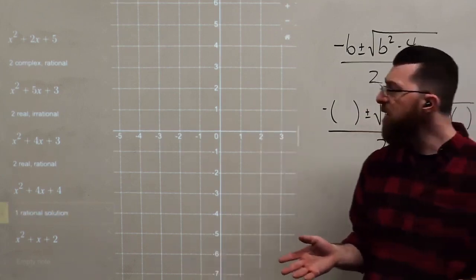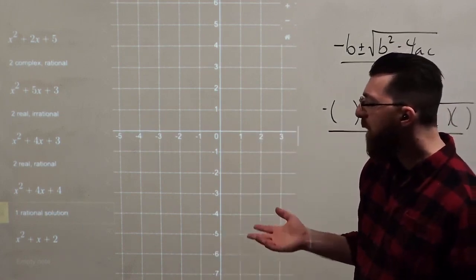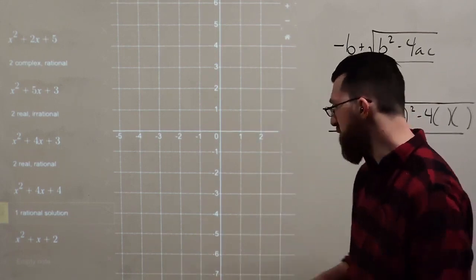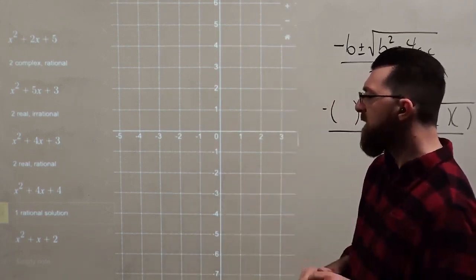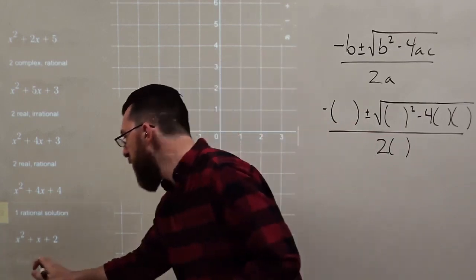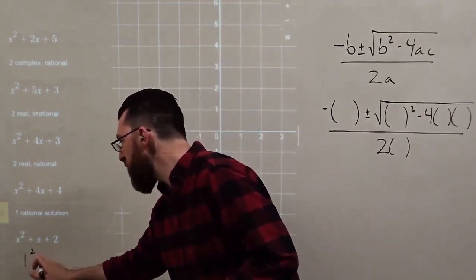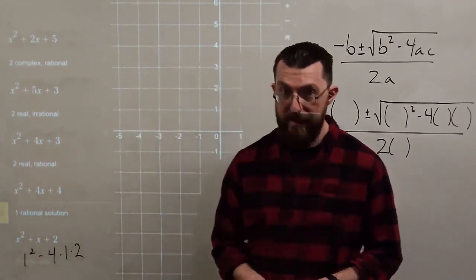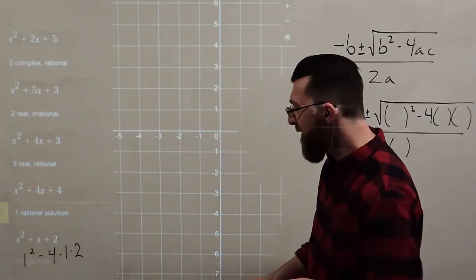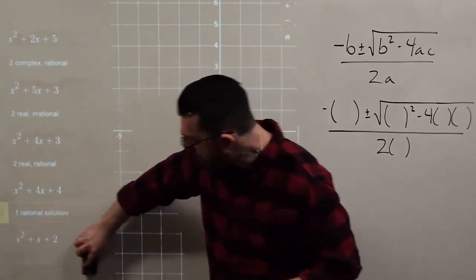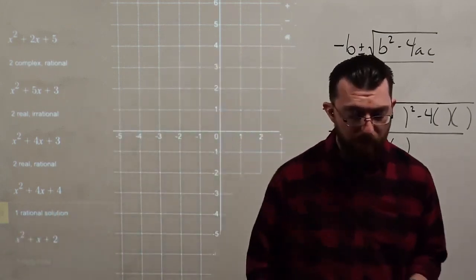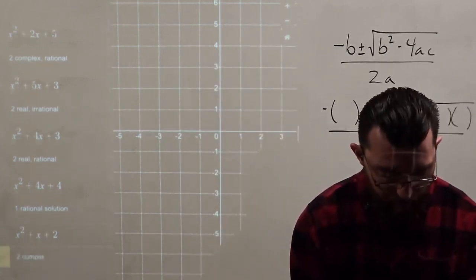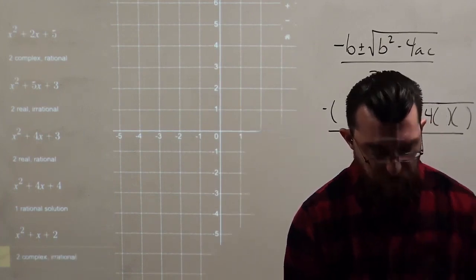Okay, by process of elimination, I've had all my real solutions already, so I'm going to have one more complex one. Let's just see what it is specifically. B squared minus 4ac. B is 1 here, so 1 squared minus 4 times 1 times 2. Okay, that's 1 minus 8. 1 minus 8 is negative 7. Not only is 7 negative, but double whammy, it's also prime. Its square root will be irrational. So this will be 2 complex irrational solutions.